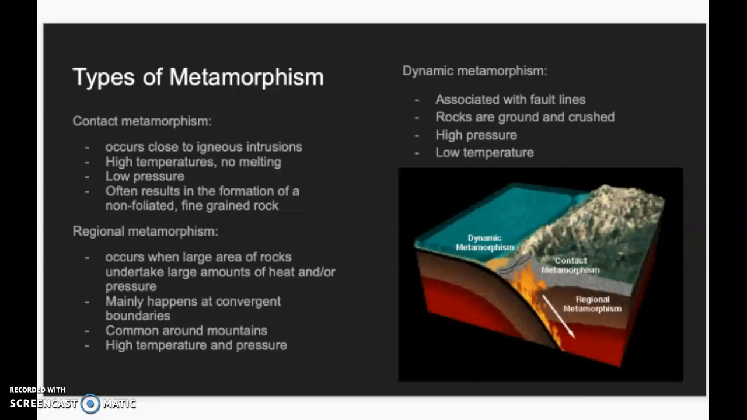The second type of metamorphism is regional, which occurs over large areas of rock that undertake a great deal of heat or pressure, and this mainly occurs at convergent boundaries and is common along mountain ranges and involves high temperature and high pressure. The last type of metamorphism is dynamic, which is associated with fault lines, and what happens here is rocks are ground and crushed, and it involves high pressure and low temperatures.